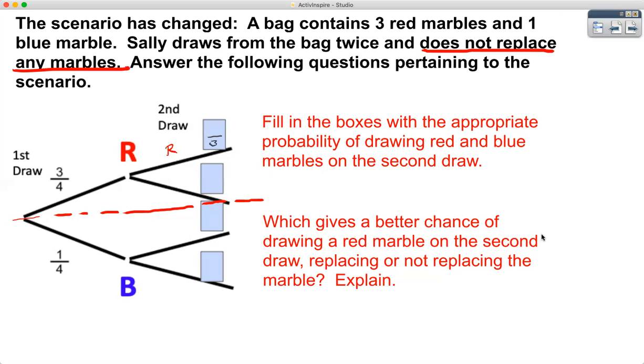Okay, now what's the probability that this draw will be red? Well, because our first draw was a red, right? Notice the direction that I'm working in here.